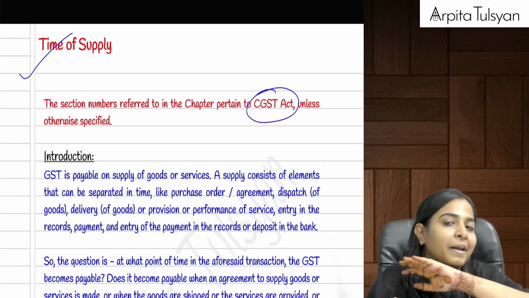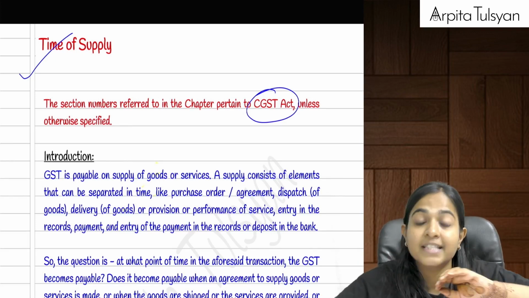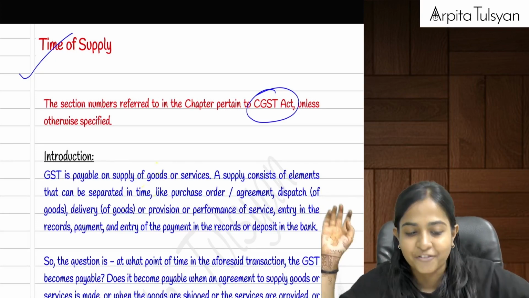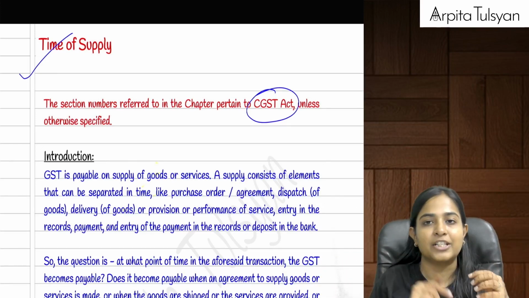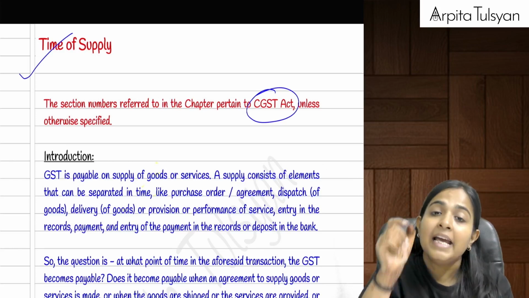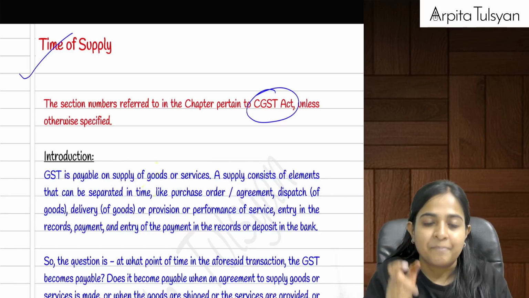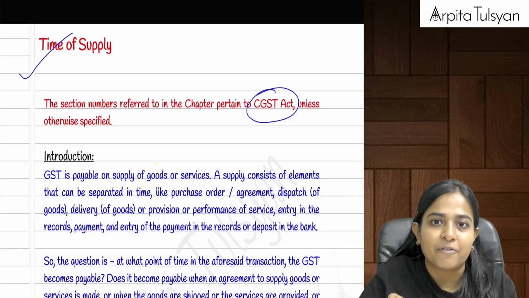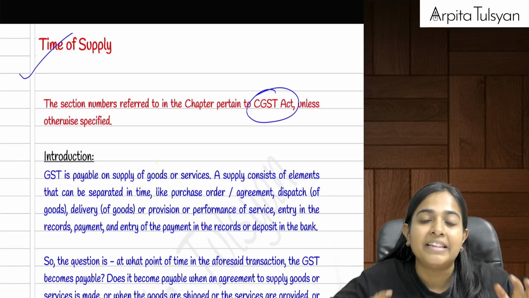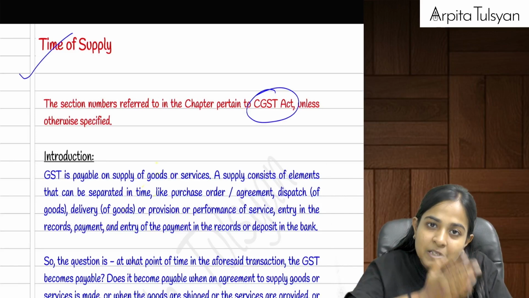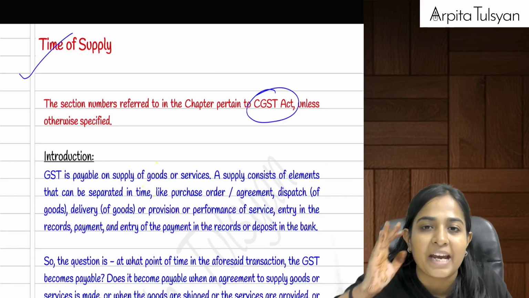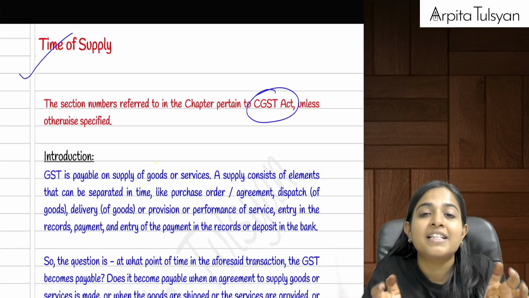Time of supply is different for goods, it is different for services, it is different for forward charge, it is different for reverse charge. So by using the provisions of these sections, we will determine what is the time of supply. If we get a particular date as the time of supply, that is the day when the GST liability arises. Means now on this particular day the GST becomes payable.